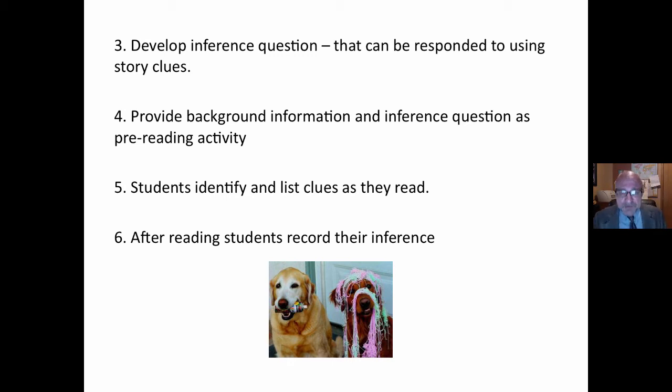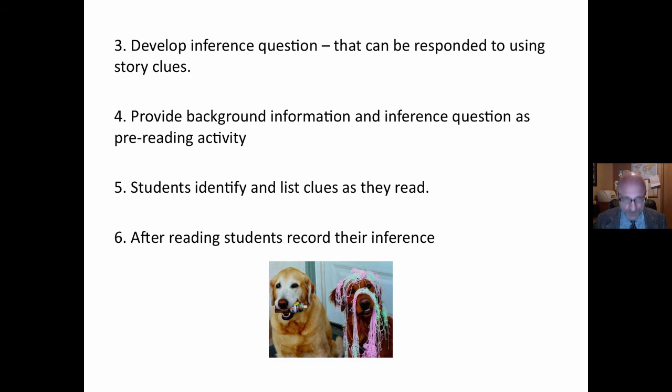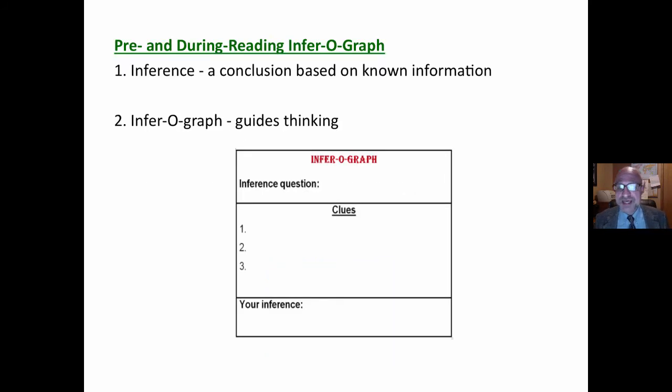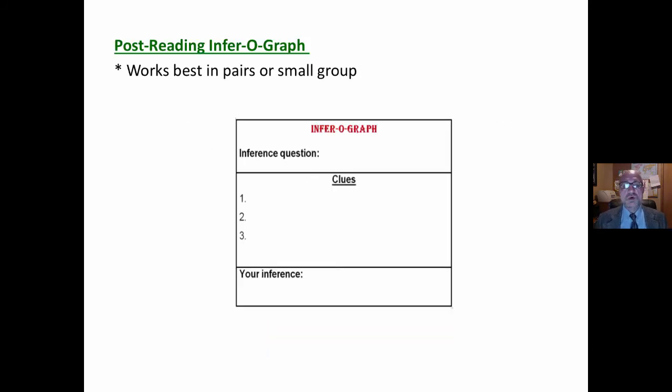You provide background knowledge and the inference question as part of the pre-reading activity. You show them that, provide some background information to get them ready to read, and as they're reading, they're thinking of that inference and looking for supporting details. As students are reading, I like them to have this inferograph and list the clues. Then, after reading, students make their inference, and you can post that nice inferograph on the board, or they could respond in their journal or learning log.